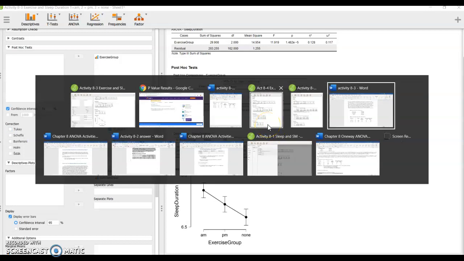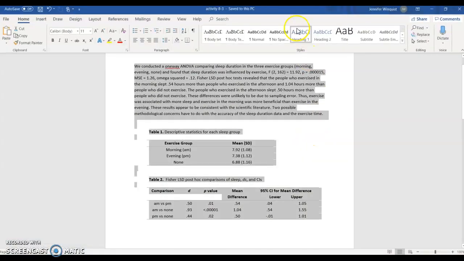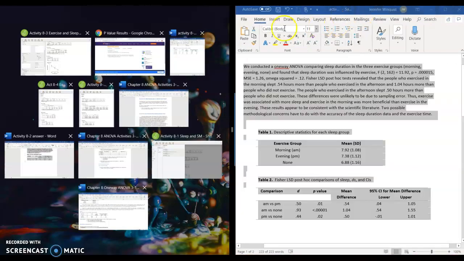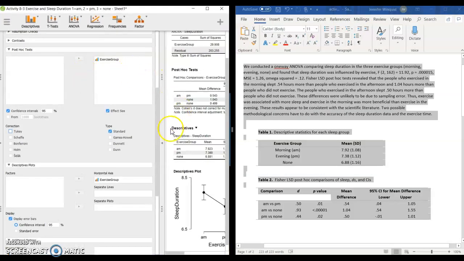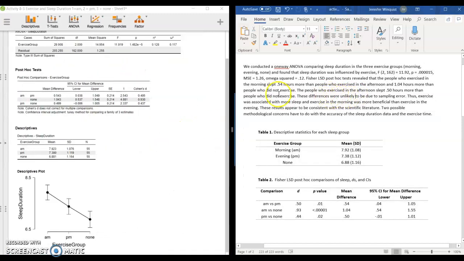Okay. So now, in order to do your write-up, you're going to need the output data that you're going to use to do a write-up. So the first thing we're going to look at here is I'm going to highlight our APA style summary statement, getting all of the numbers here. So my F has 2 and 162 degrees of freedom. That 2 comes from the degrees of freedom for the exercise group. The 162 is the residual degrees of freedom.